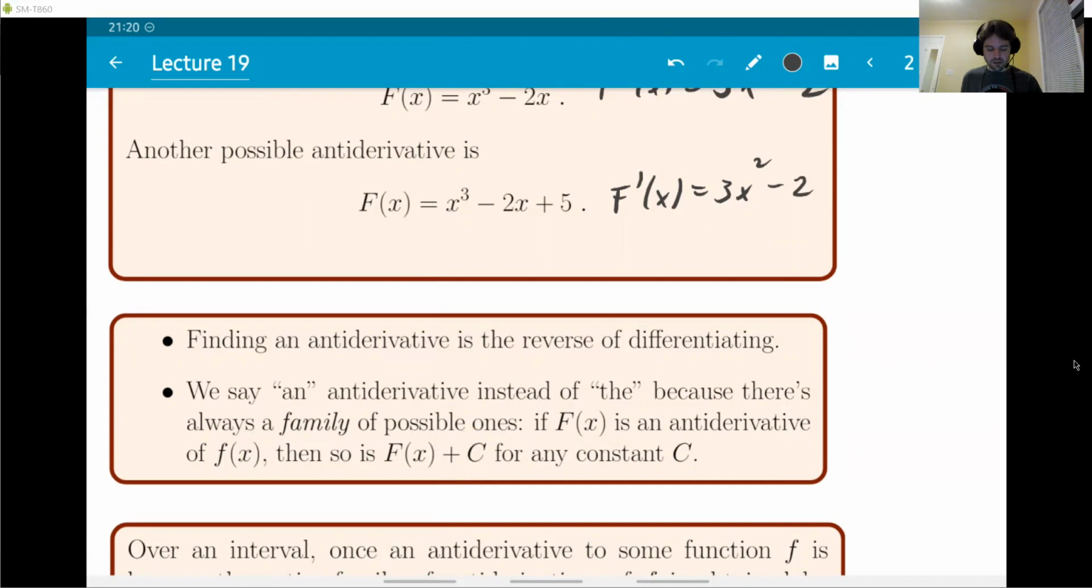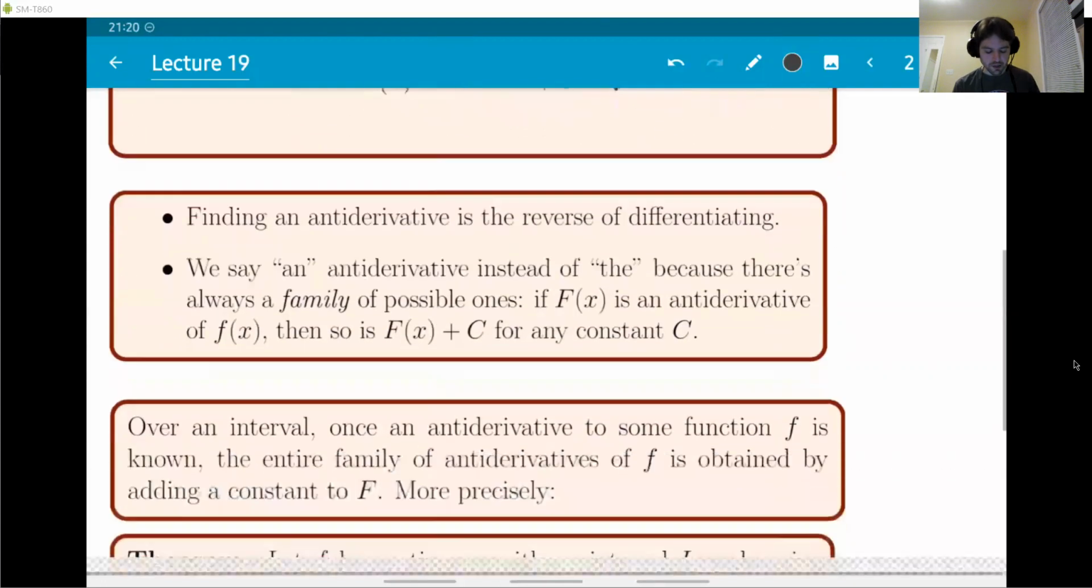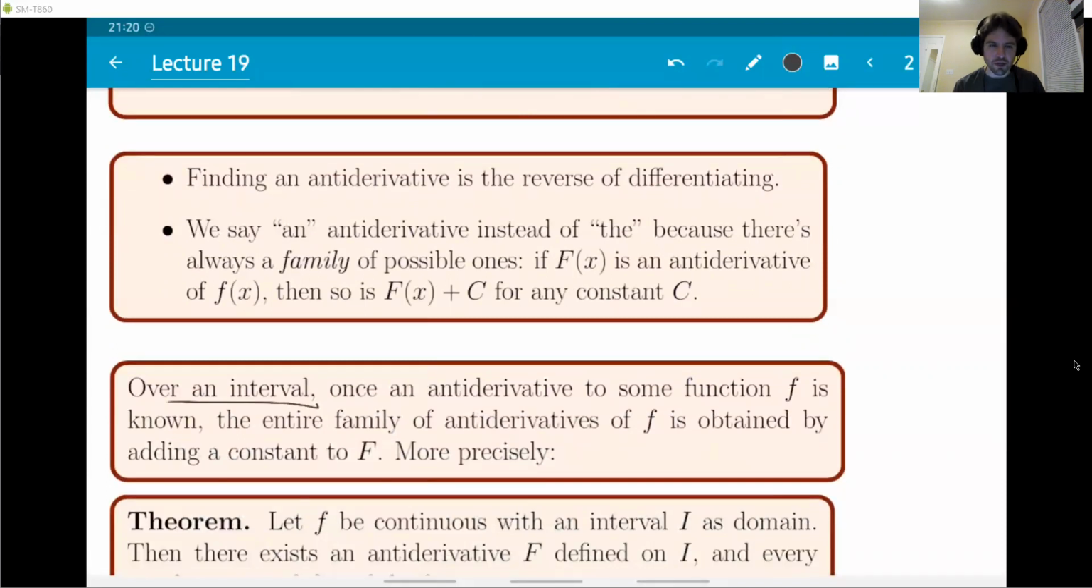Now, it actually happens that for most of the cases that we are interested in, these are going to be all the possible ways that you can get an antiderivative. So over an interval, at least, if you're always talking about a domain that's one interval, could be an interval containing infinities, like the whole real line, for example. This is an interval, this is an interval. So if you have a domain like that, then once an antiderivative to some function little f is known, let's call that big F, then the entire family of antiderivatives is obtained by adding a constant.